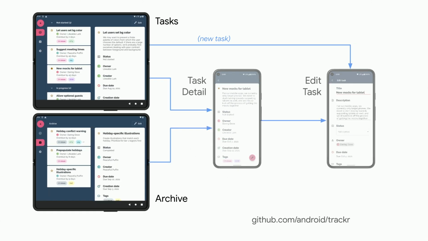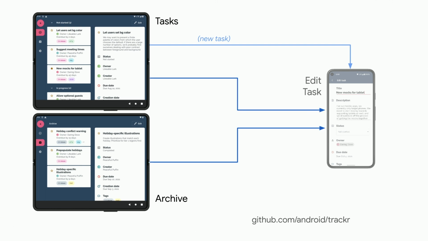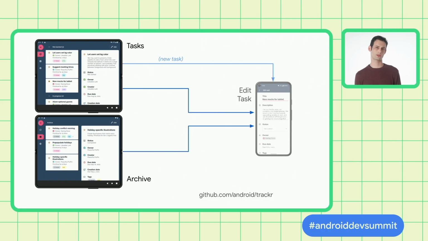We decided that both tasks and archive destinations should show two panes if there's enough space. As a result, we can remove the old detail destination. In this model, list and detail fit well together because they contribute to a single experience, which is exploring tasks. In a minute, I'll explain how we can still show the task details on a smaller screen.